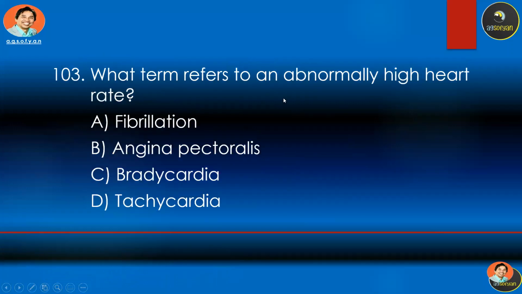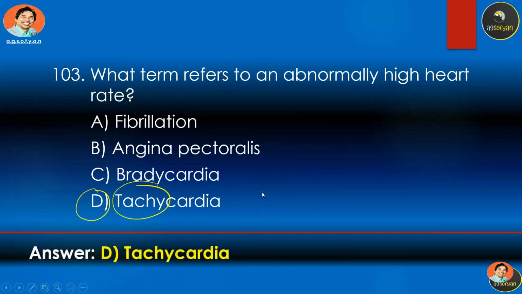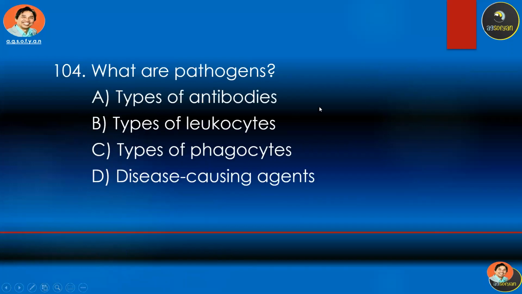What term refers to an abnormally high heart rate? Okay, we already mentioned that. It's going to be tachycardia, higher than 100 beats per minute. What are pathogens? A, B, C, or D? So pathogen means an organism that can cause disease. So these are disease-causing agents.